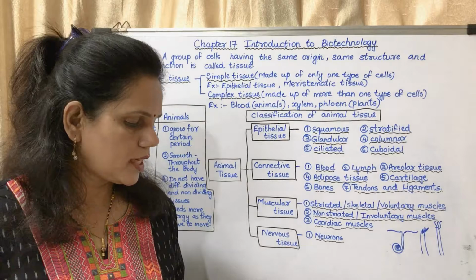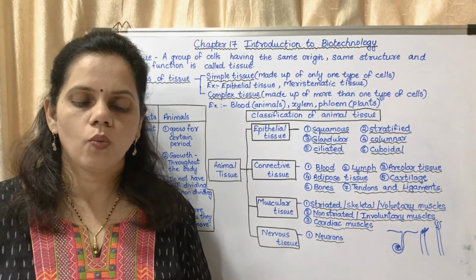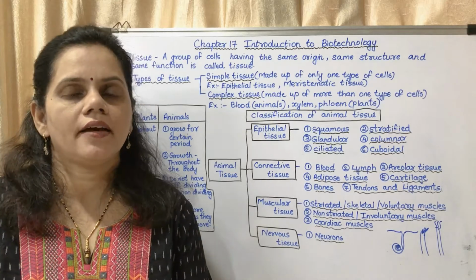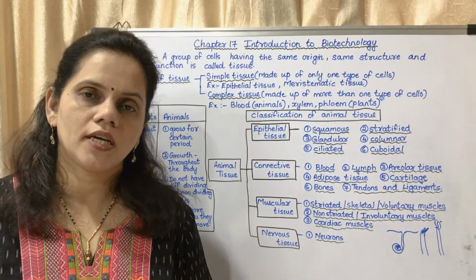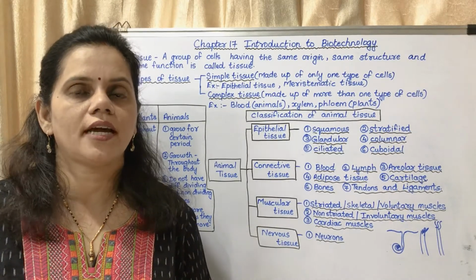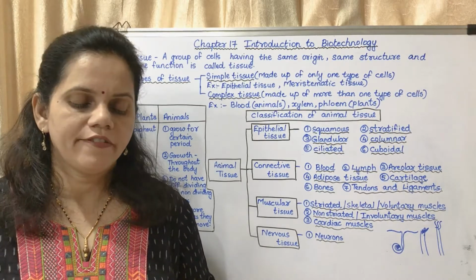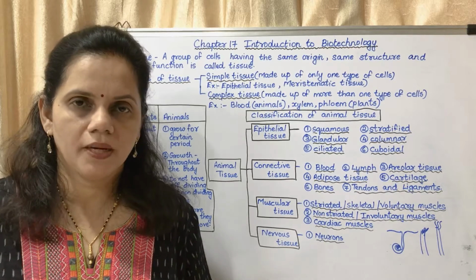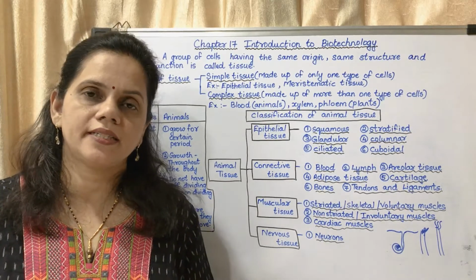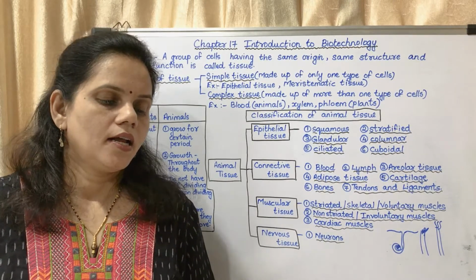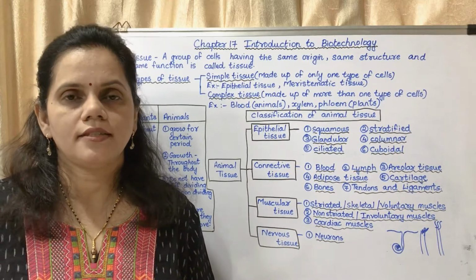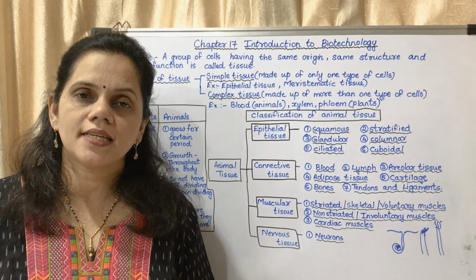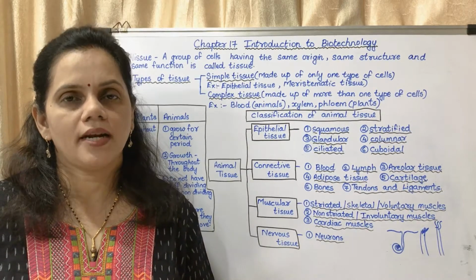Now we may move on to the next page, page number 197. They have given a table in which they have explained the structure, location and function of different types of connective tissue. First we will see blood. Location: blood is present in the blood vessels, in a closed circulatory system. Closed circulatory system means the blood is compulsorily flowing through blood vessels.